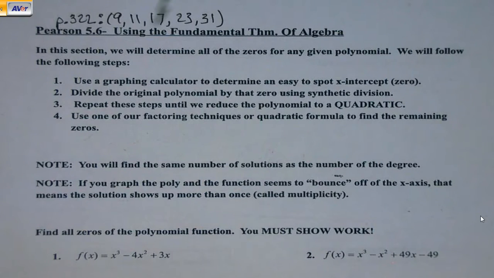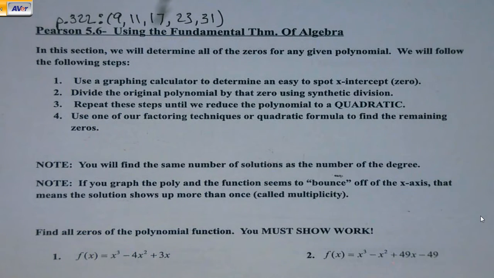The fundamental theorem of algebra. Okay, the steps at the top are the easiest way to tackle this. It's not the only way, but it's the easiest. Using a graphing calculator to determine an easy spot to find x-intercepts, we're going to look at graphs, and if we can see where they're going across the x-axis, those are answers. So if the calculator wants to give us answers, we like that.